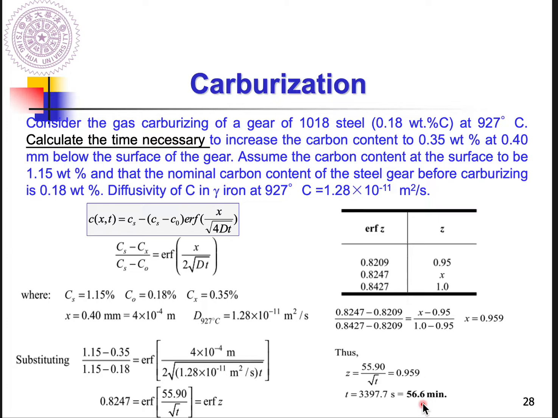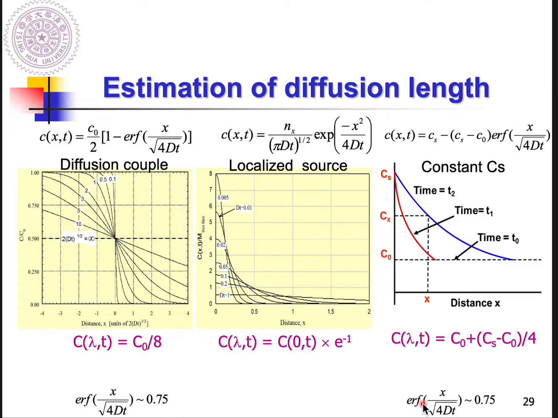Okay, so next, this is the example, so you can practice this. And next, related to diffusion length, usually we will use the square root of 4Dt to estimate the diffusion length in our experiments, in any experiments you are dealing with, right?